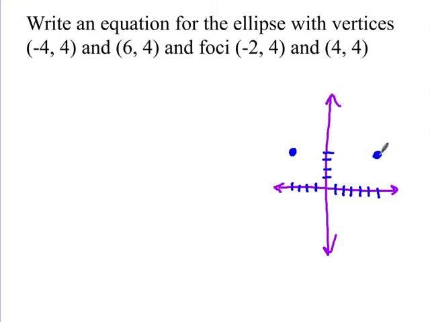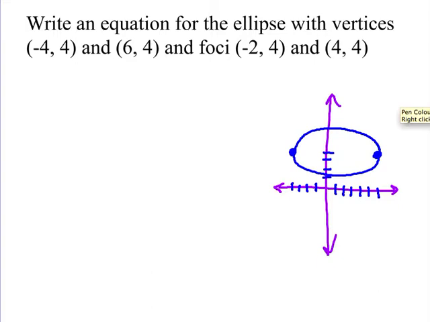So since those are the vertices, what direction is this ellipse going to open? It's going to open what? Left and right. It's going to be something like this, right? Because vertices, remember, are on the major axis. And so now I need to find the center. Well, I know the center is halfway in between the vertices. That center is in the middle.